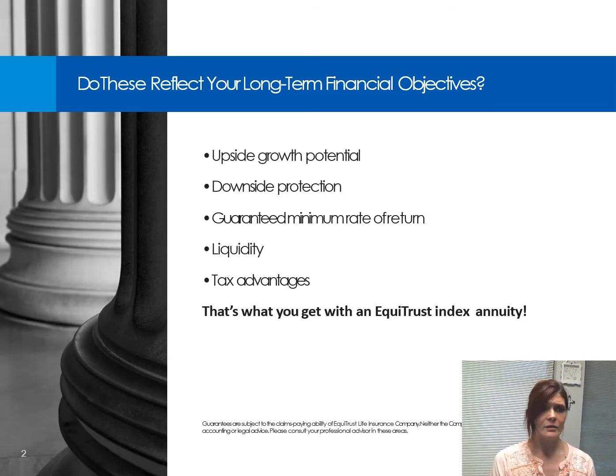So, are any of these your long-term objectives with your money, whether it be your retirement money or other discretionary funds? Do you want upside growth? Downside protection. That is one of the main things about a fixed or fixed indexed annuity, is that the principal is protected. There are many products that offer a good deal of liquidity, and there are tax advantages. Annuities grow tax deferred. All annuities, not just EquiTrust annuities.